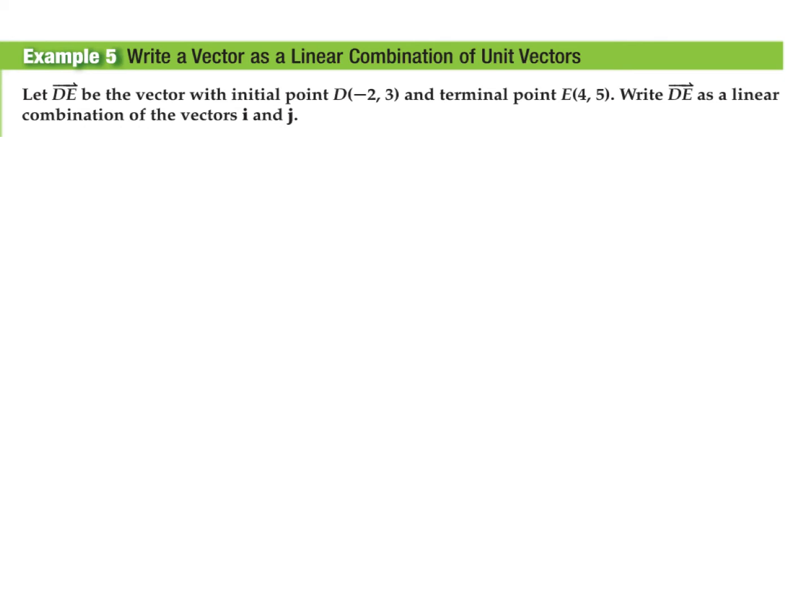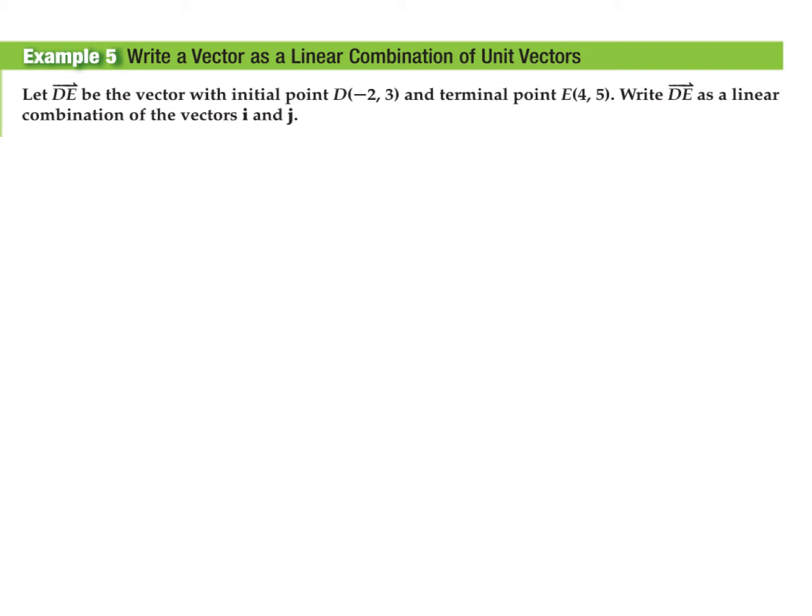Now let's look at this application of writing the vector as a linear combination of our unit vectors. So that's where the i and the j is coming in. With this one, we have DE is the vector, where D, the initial point, is at (-2, 3), and then the terminal point is (4, 5). We need to write the vector as a linear combination of the vectors.